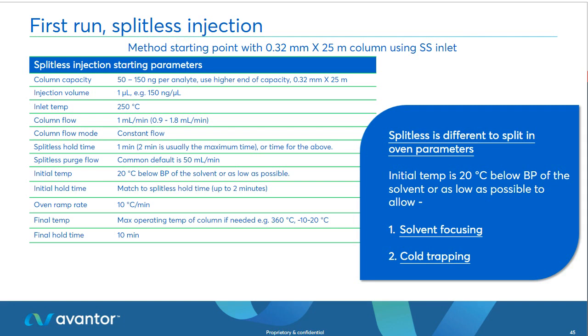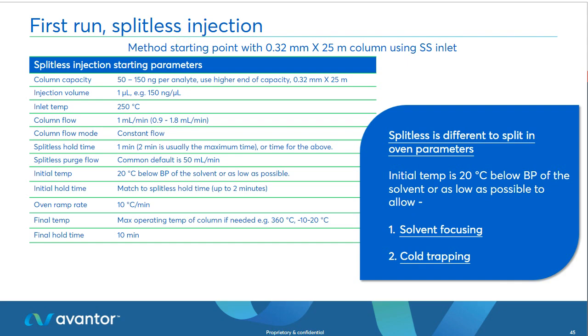The splitless purge flow is just the common default of 50 ml a minute. This just clears out the inlet after the injection is complete. Then the initial temperature is 20 degrees below the boiling point of the solvent. Initial hold time of the oven, we didn't have it with split, but it just matches the splitless hold time in this splitless mode injection. And then the oven temperatures are adjusted as they were in the previous slide for split injection.